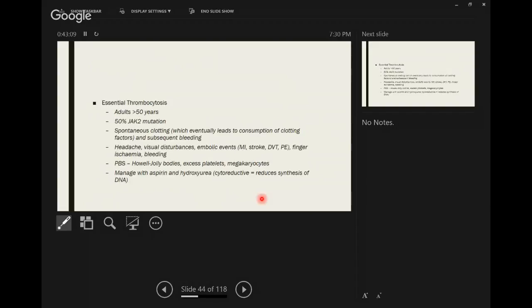Essential thrombocytosis is too many platelets. So adults above 50 is who you're worried about, and half of ET cases are due to a JAK2 mutation as well. You get spontaneous clotting, and once you start getting that spontaneous clotting, it eventually leads to consumption of all the clotting factors. You then get bleeding. It's kind of like what happens in DIC. So you can get headache, visual disturbances, embolic events, so MI, stroke, DVT, finger ischemia, and bleeding. Who knows what the finger ischemia is from?